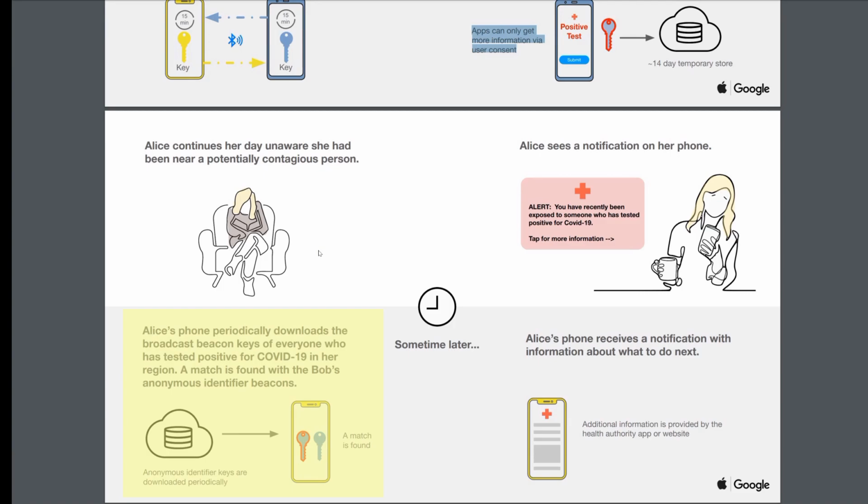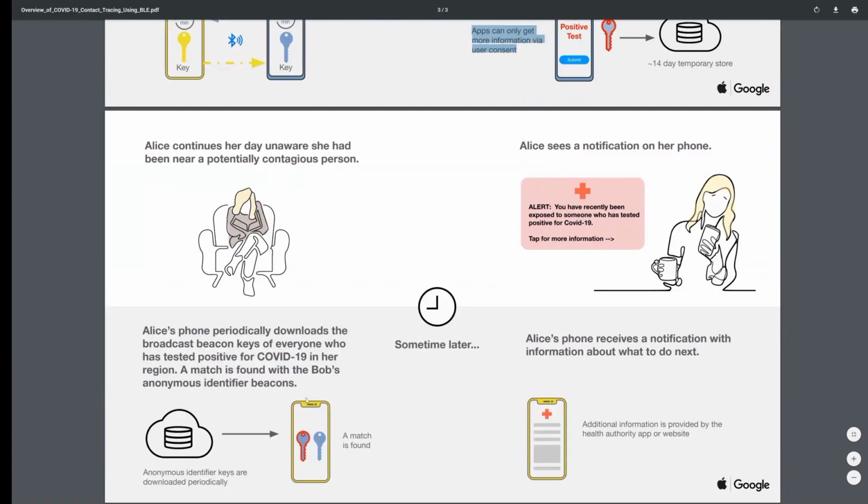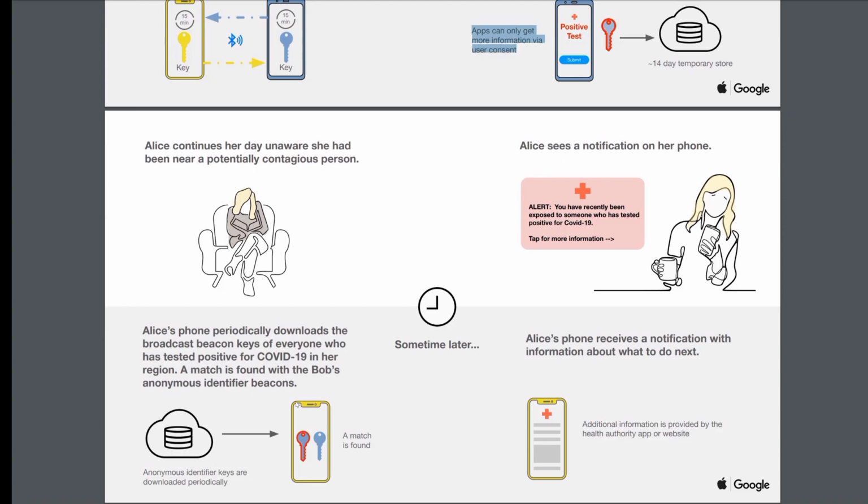So she downloads all the broadcast beacon keys of everyone who has tested positive for COVID-19 in her region. A match is found with Bob's anonymous identifier beacons. Alice's application only knows that she has a key of someone who tested positive. It doesn't know whose key it is. We only know it's Bob's because of the entire context that we have. From Alice's perspective, all she knows is she has been in contact with someone who has now tested positive for COVID-19 in the 14-day period.